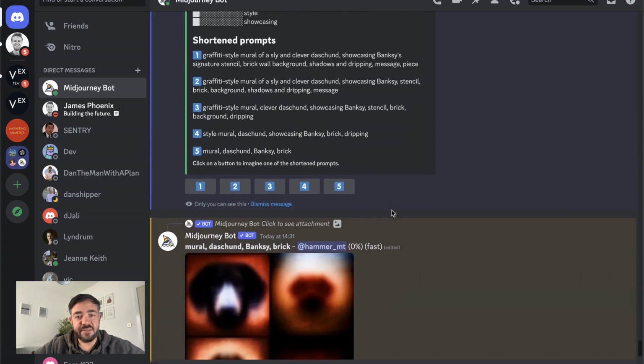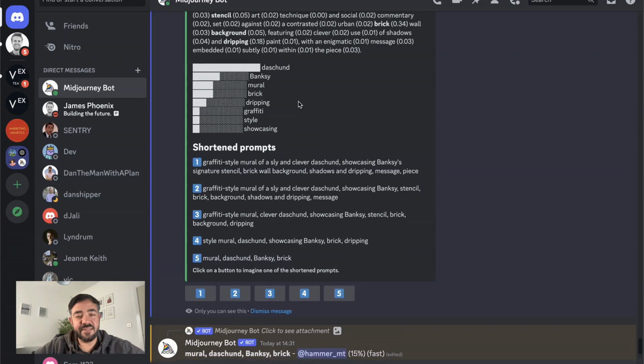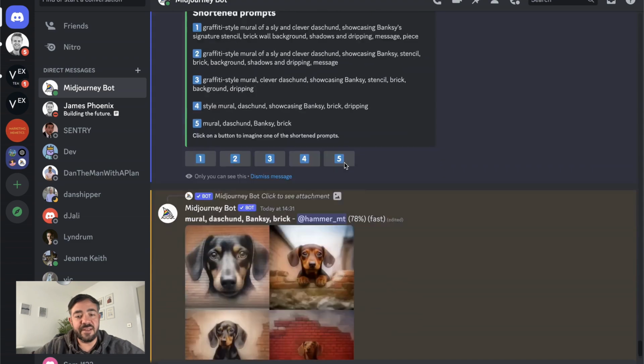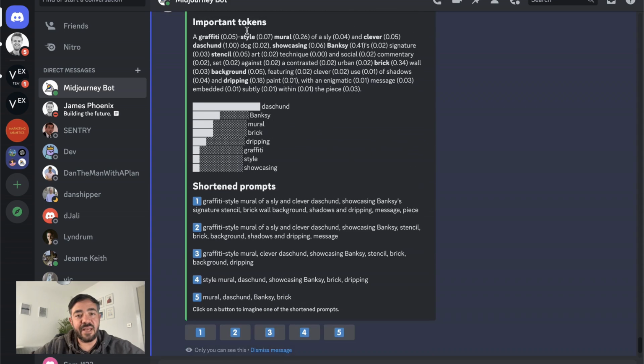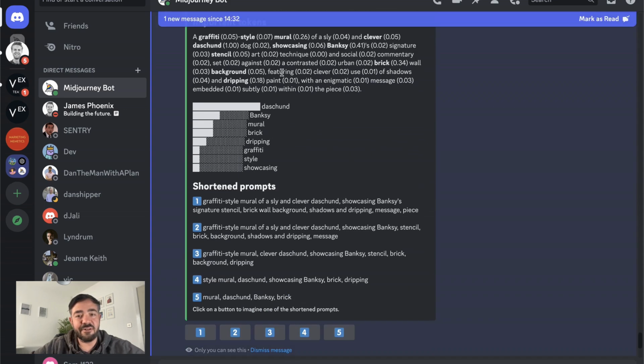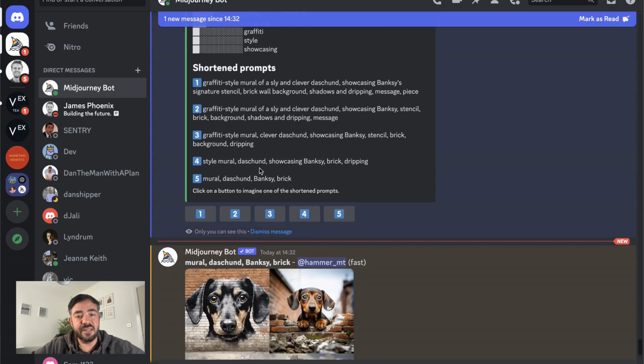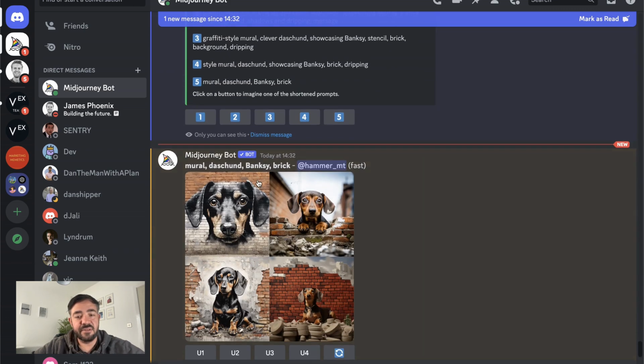While this is running, I just want to say as well, one thing this teaches me is that it is not like an LLM, right? When you're prompting for images, it doesn't understand the words necessarily. It's just grabbing the individual tokens more than anything. You might not actually need natural language to describe things like I did here where I said and social commentary or a contrasted urban brick. You could literally just list words, I think, and get similar results.